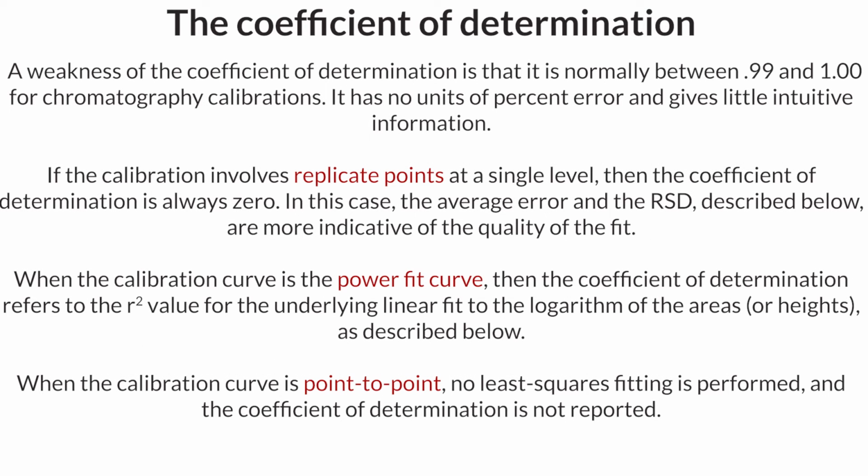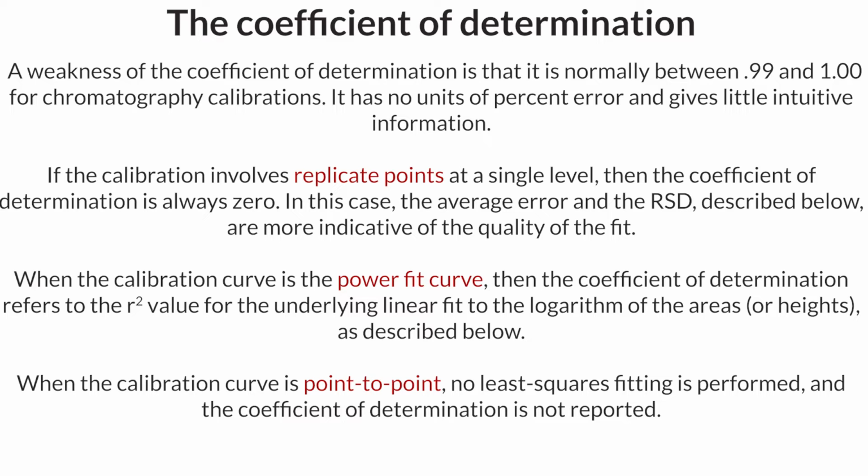A weakness of the coefficient of determination is that it is normally between 0.99 and 1.00 for chromatography calibrations. It has no units of percent error and gives little intuitive information. If the calibration involves replicate points at a single level, then the coefficient of determination is always 0. In this case, the average error and the RSD, described below, are more indicative of the quality of the fit.